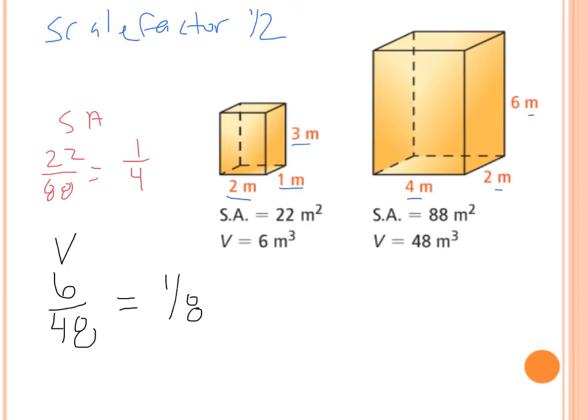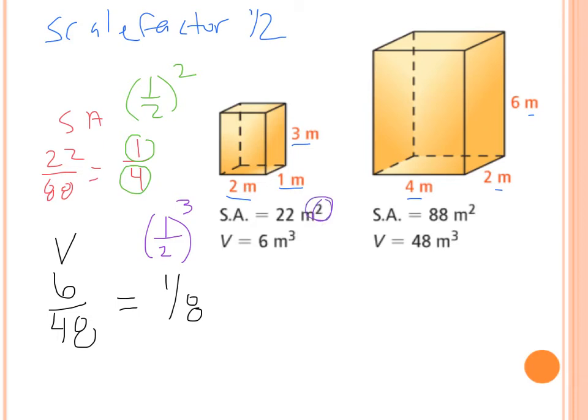Now if you look at my scale factor compared to my surface area and my volume, I can see that my scale factor, in order to get to my surface area, I would have to square it, because 1 squared would give me 1, 2 squared would give me 4. Now when I look at my volume, I can see that I still have a 1 on top, but I have an 8 on bottom. So 2 multiplied by itself, how many times would give me 8? That would give me cubed.